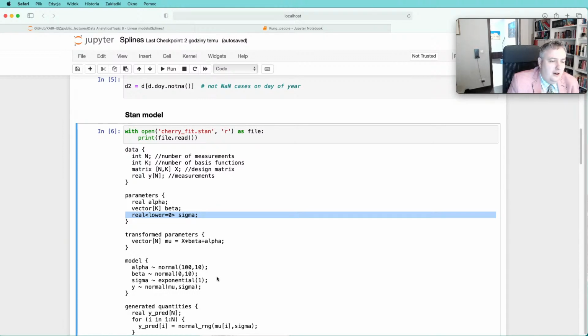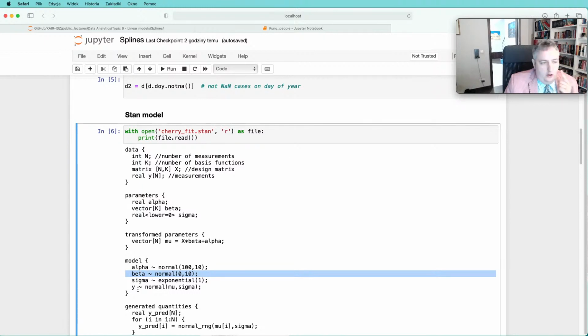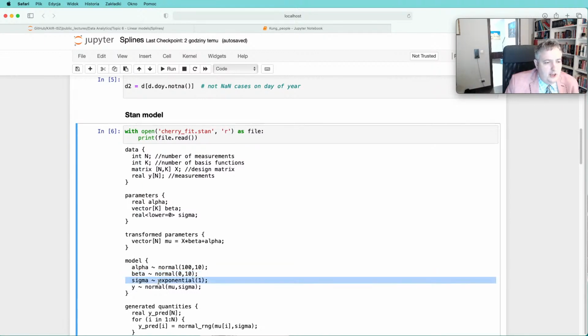We assign appropriate priors. Alpha is set to 100, so generally between April and May, with an appropriate standard deviation. We use broad priors for each of the betas, because we don't have any justification for giving any of the basis functions more weight than others. For sigma we use an exponential distribution, so we get an uncertainty of an average of 1 day standard deviation.